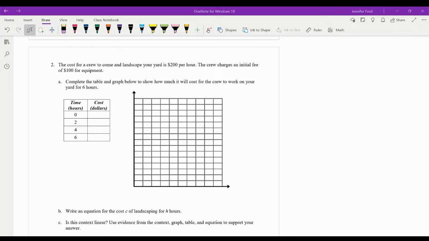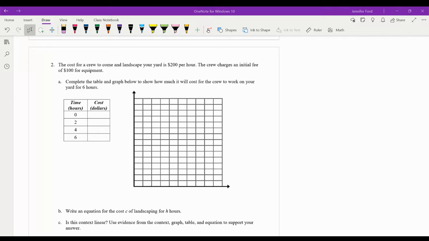All right, here is problem number 2. The cost for a crew to come and landscape your yard is $200 per hour. The crew charges an initial fee of $100 for equipment. Complete the table and the graph below to show how much it will cost for the crew to work on your yard for 6 hours.